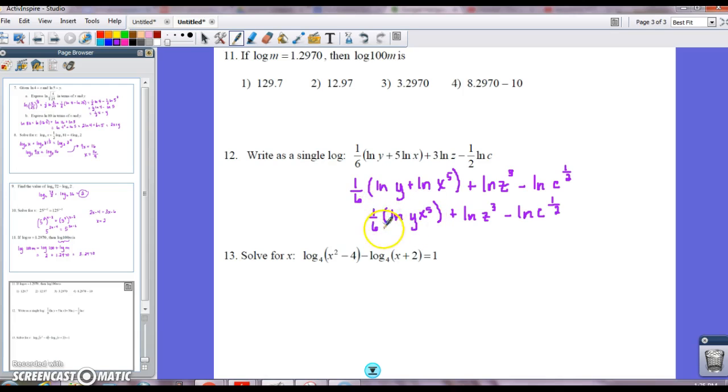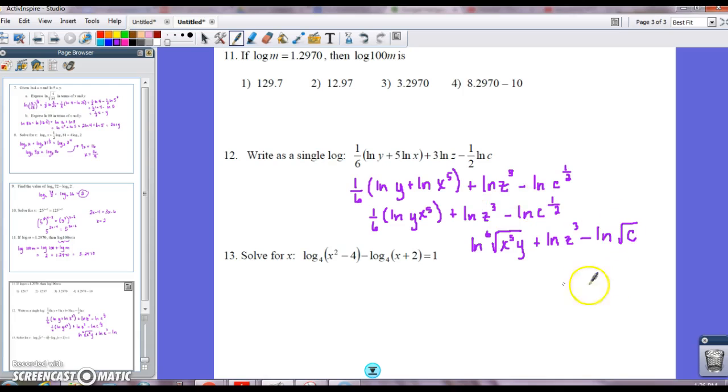Okay, so remember it's a fractional exponent, so that's the same as taking the 6th root. So I can actually rewrite this as ln, a little bit neater. Here's ln, and that's a 6 there, 6th root of x to the 5th y, because typically you write an x before you would write a y. Plus ln of z to the 3rd minus ln of c to the 1/2. C to the 1/2 is the same as the square root of c, so I can write that as the square root of c.